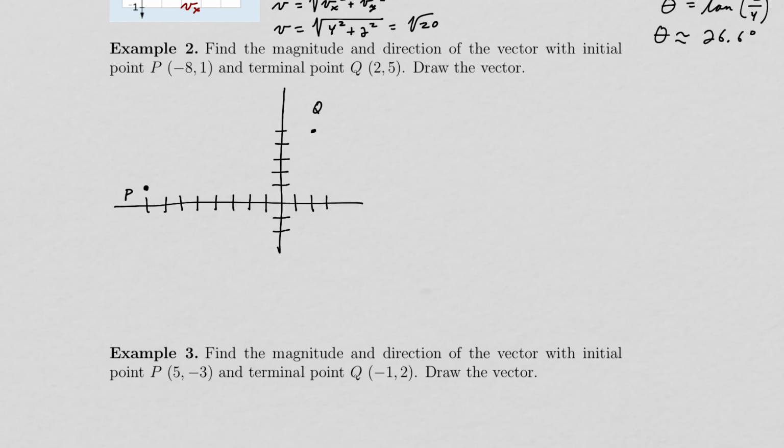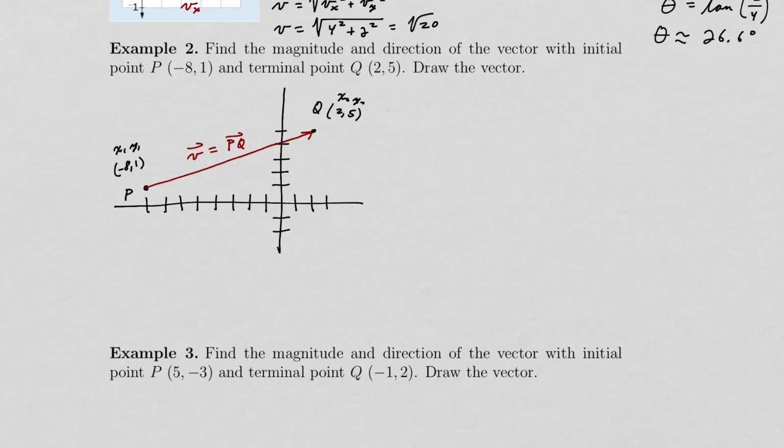So again, let me write this out. The point P is -8, 1. I can think of that as x1, y1. And the point Q is 2, 5. I can think of this as x2, y2. So the vector is going to be something like this. That would be vector PQ. I'll write that again as V. So V equals PQ. I want to figure out the magnitude and the direction.